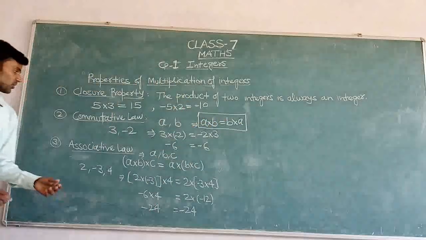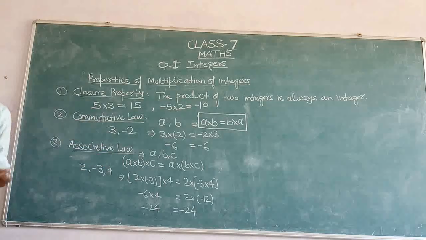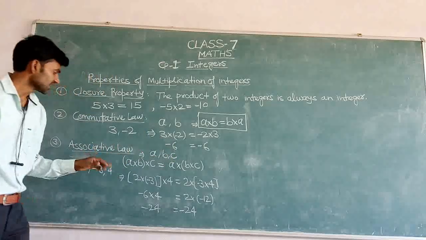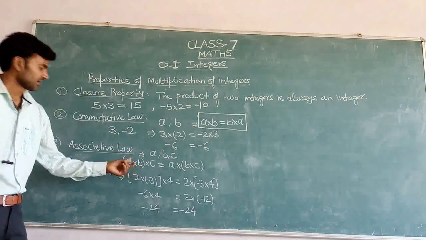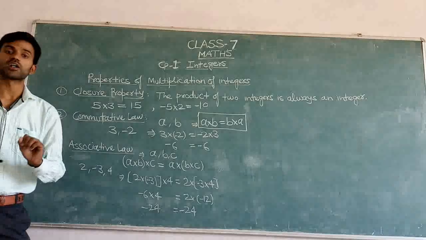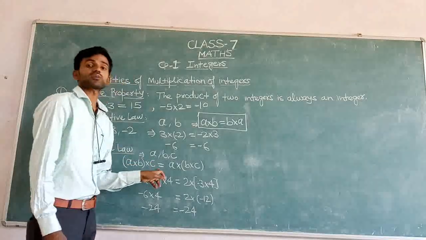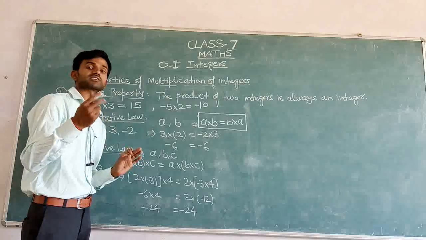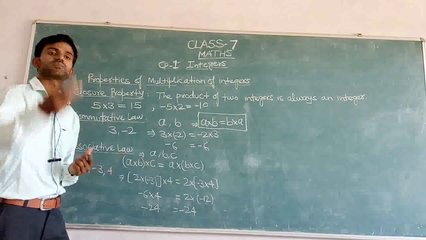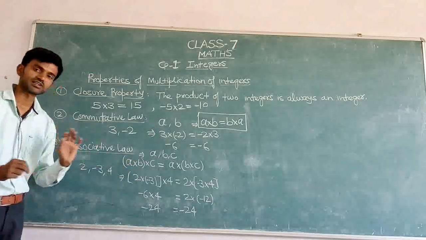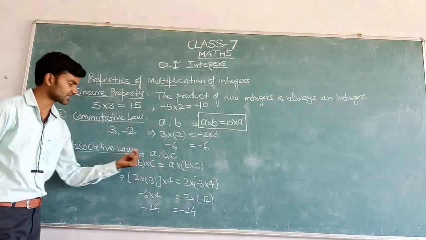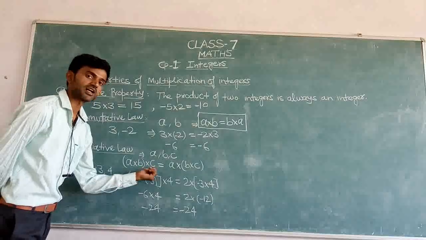Now come to the associative law. Suppose a, b, c are three integers. In this case, (a into b) into c and a into (b into c) are equal. It means we cannot find the product of three integers at a time. We have to multiply two integers first, then the result will be multiplied by the third one. In this condition, we multiply the first integer by the second and get some result, and then multiply this result by the third integer.